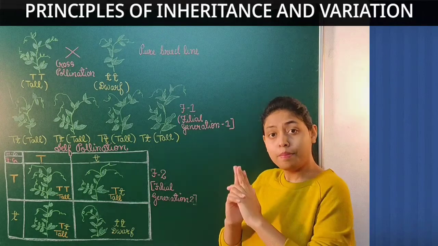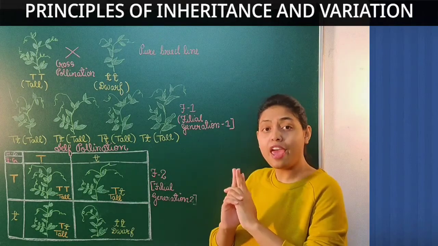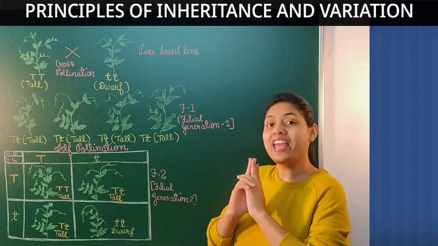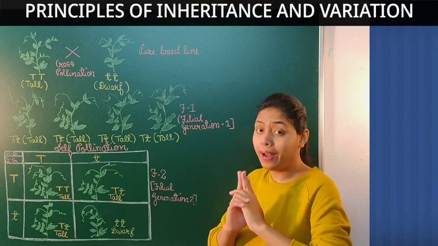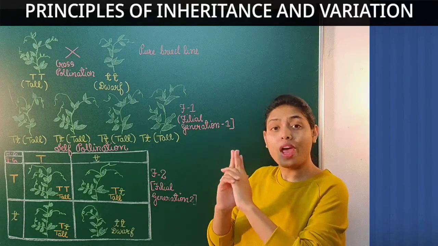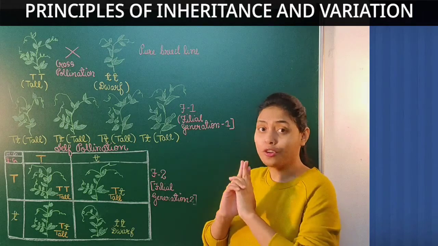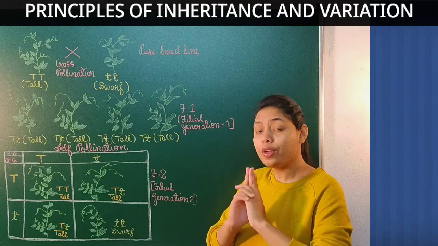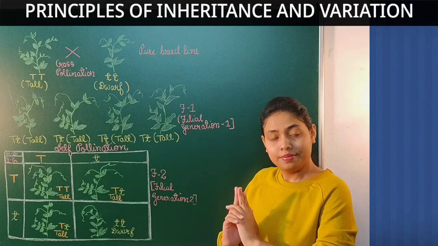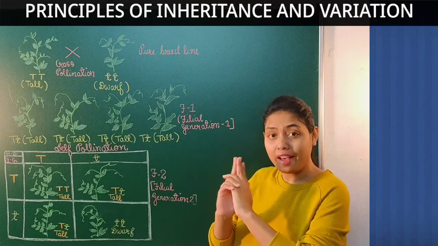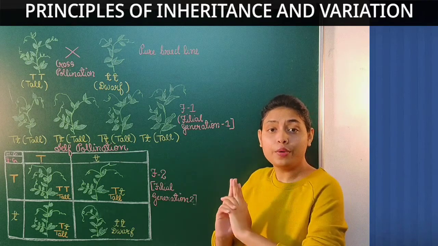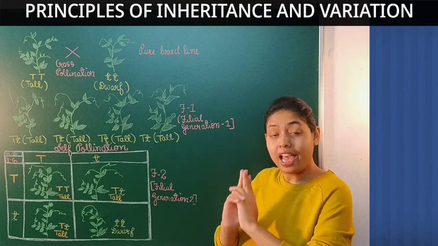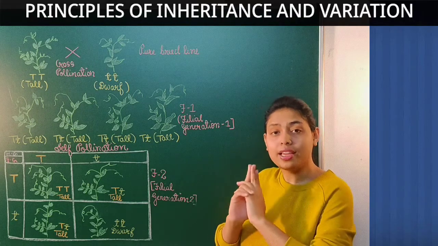parent. Mendel then self-pollinated F1 generation plants and was surprised to see that in F2 generation, 3 of the plants were tall, whereas 1 plant was dwarf. Here, in F2 generation, both the parents' traits were expressed. But in F1 generation, we have seen all the plants produced were showing the trait of any one parent. And we call this trait a dominant trait.